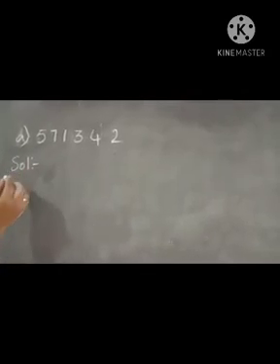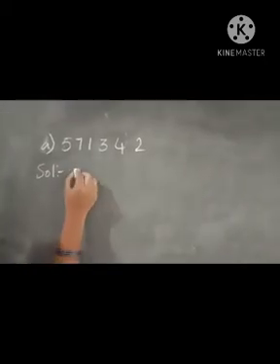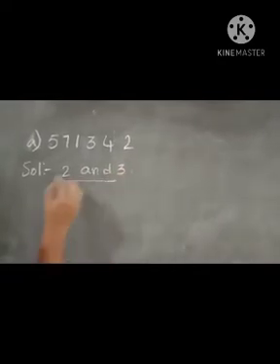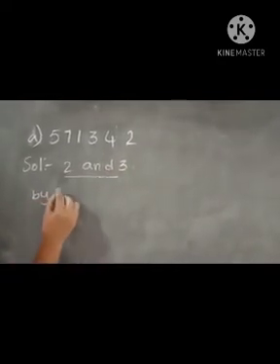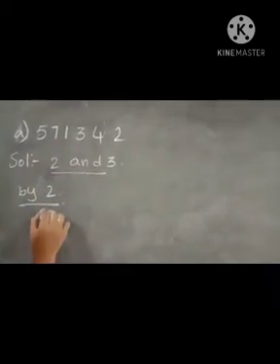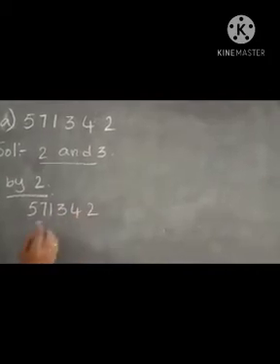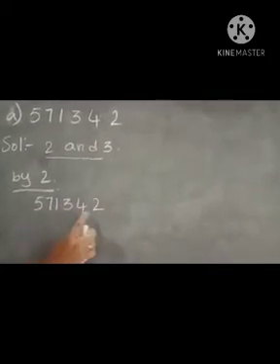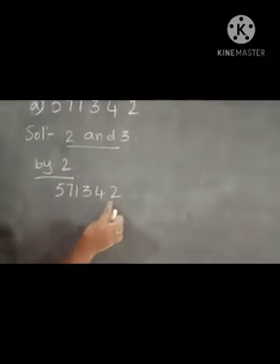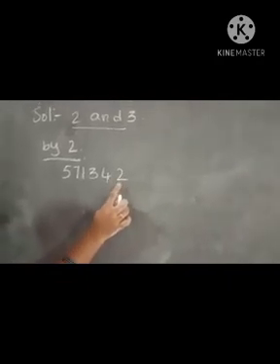Now, what is the rule for divisibility by 6? The number must be divisible by 2 and divisible by 3. Now see here, first we have to check by 2. What is this number? 571342. By 2, what is the rule? In ones place, there must be an even number.